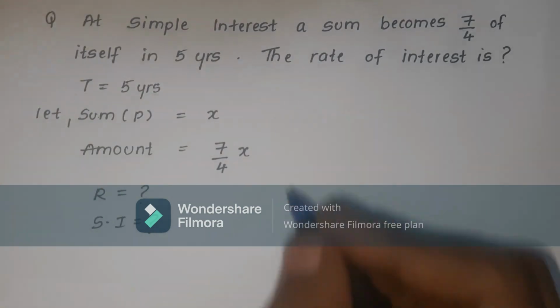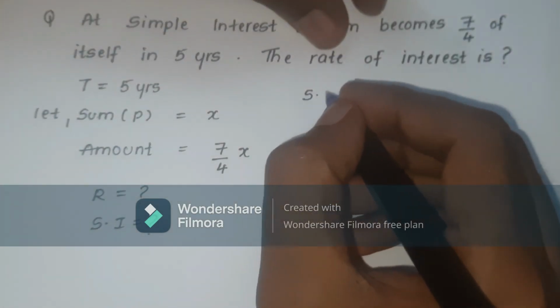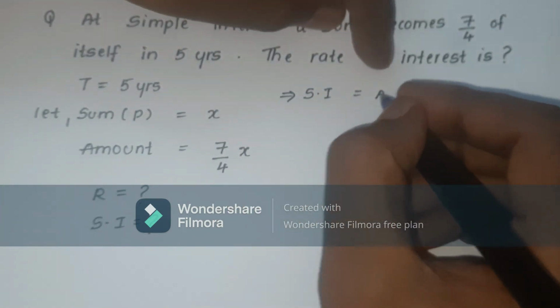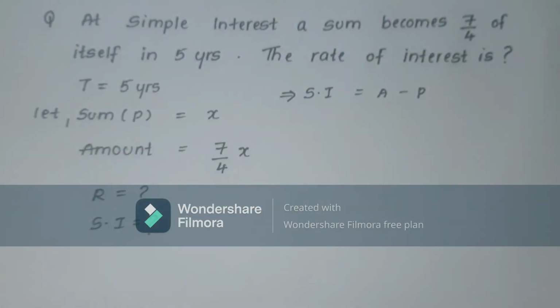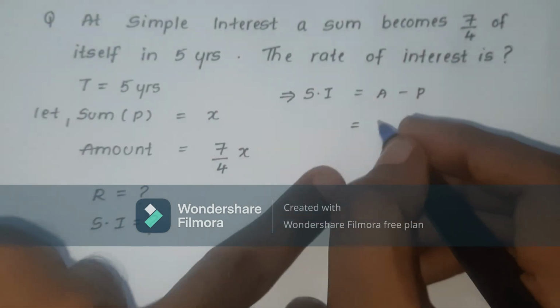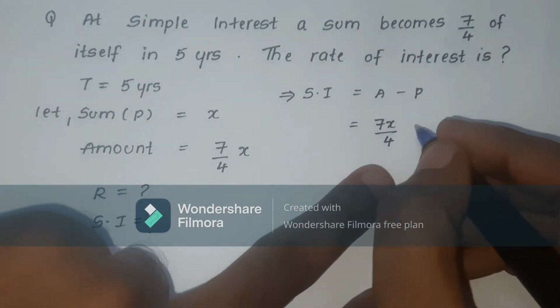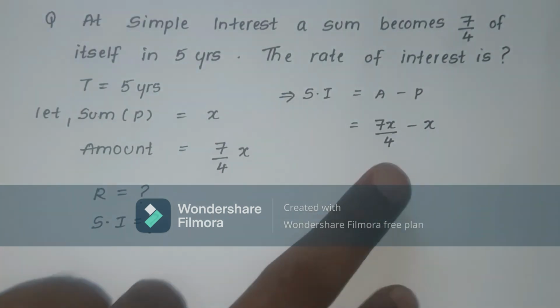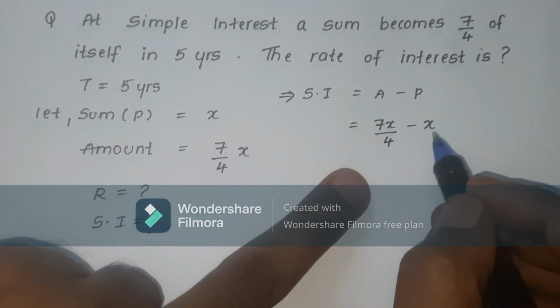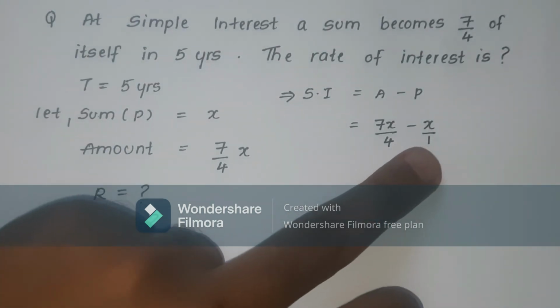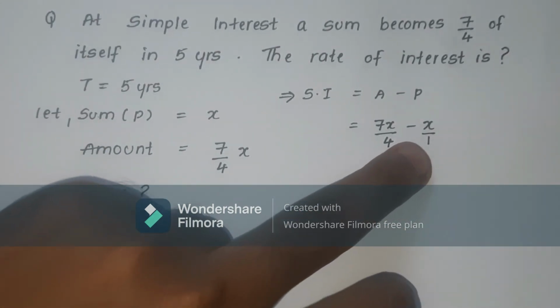Again you will do the same thing. What is the basic formula for simple interest, student? It is amount minus principal. So what is your amount? Amount is 7x by 4 and the principal is x. You know student, this is a fraction value and this is a whole value. We can make it denominator 1 because every whole number has denominator 1.